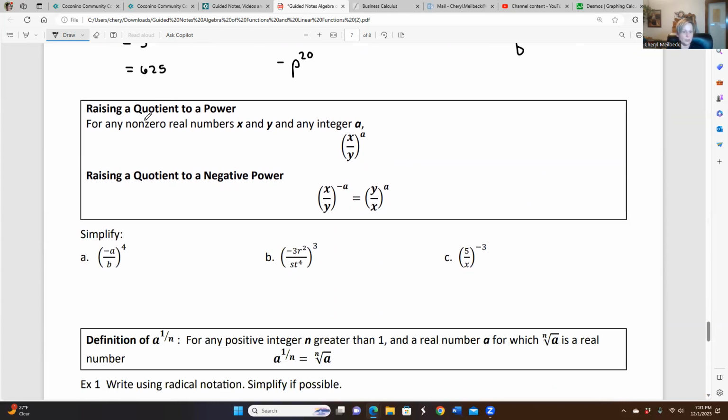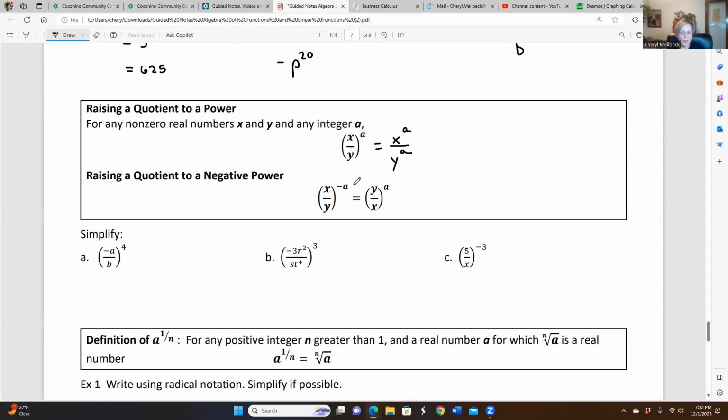On this one, when we raise a quotient to a power, if x is divided by y and being taken to the integer a, that would equal x to the a over y to the a, like that. Those are a's, not 9's. Just really make them look like a's. So x to the a over y to the a, like that. It will take each of those variables on the inside to the a power.